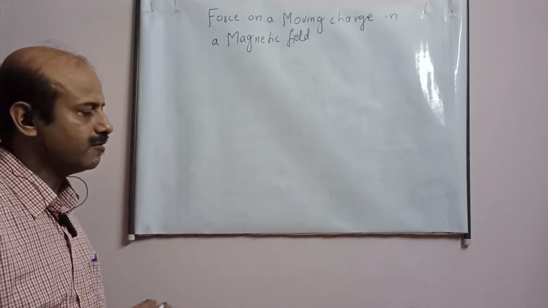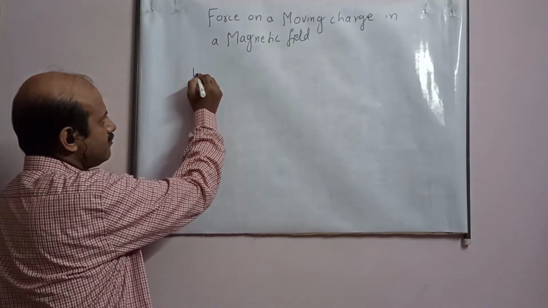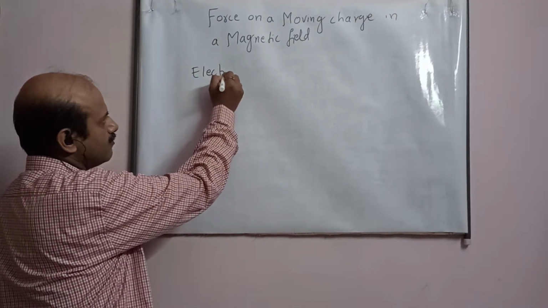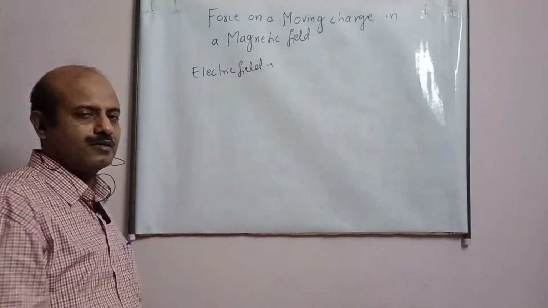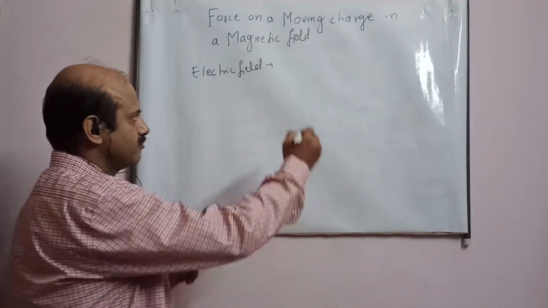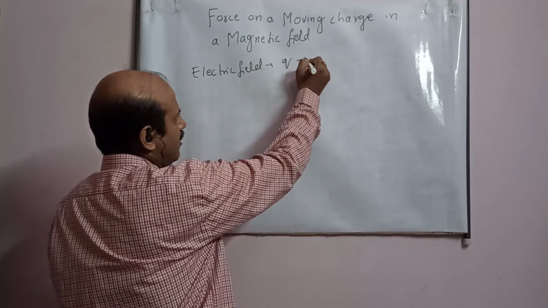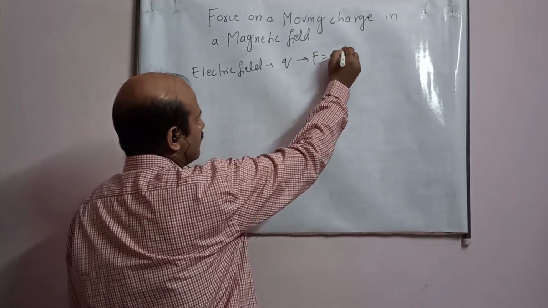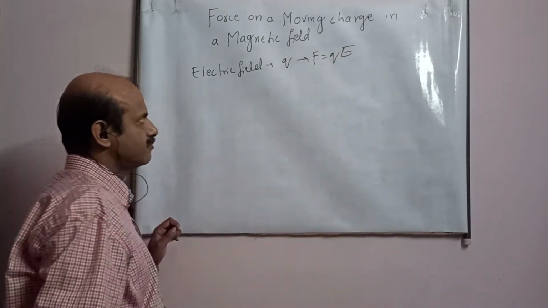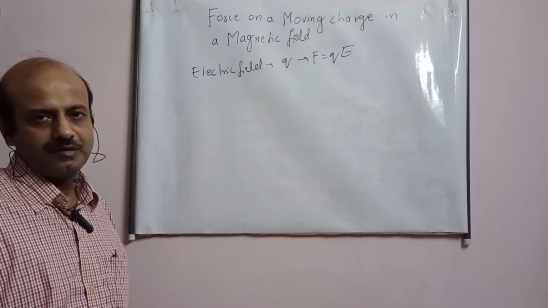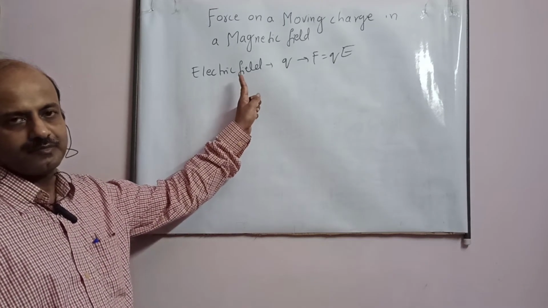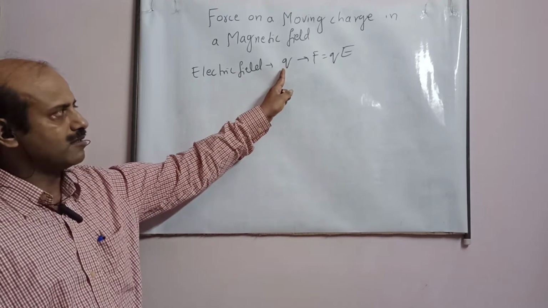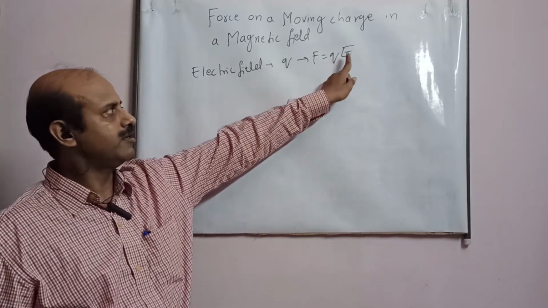Whenever there is an electric field, it exerts force on a charge given by F equals Q into E. This electric field is the external electric field, student, okay? It is exerting force on another charge.